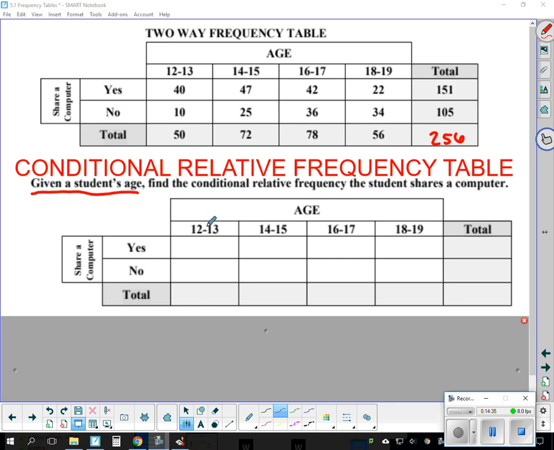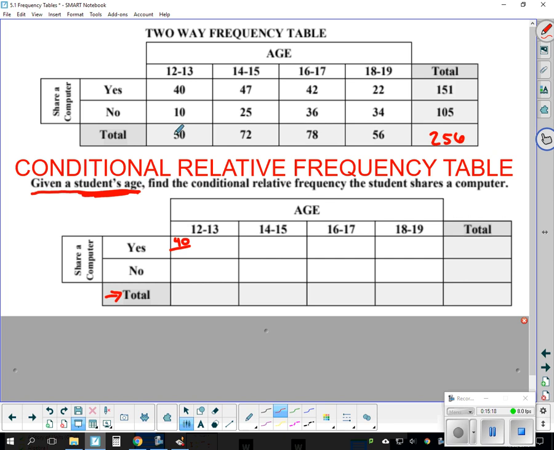So that's going to be these totals. These totals down here are the totals of the age. Agree with that? It's the total of 12 to 13-year-olds, total of 14 to 15, total of 16 to 17. So whatever they are giving you, that's the total you're going to divide by for a conditional relative frequency table. So we're still going to go with the 40 that's in this block originally, but we're going to divide it. Every time you have a relative frequency table, you're dividing. If it's just relative, you divide by the grand total. If it's conditional relative, you divide by the condition's total.